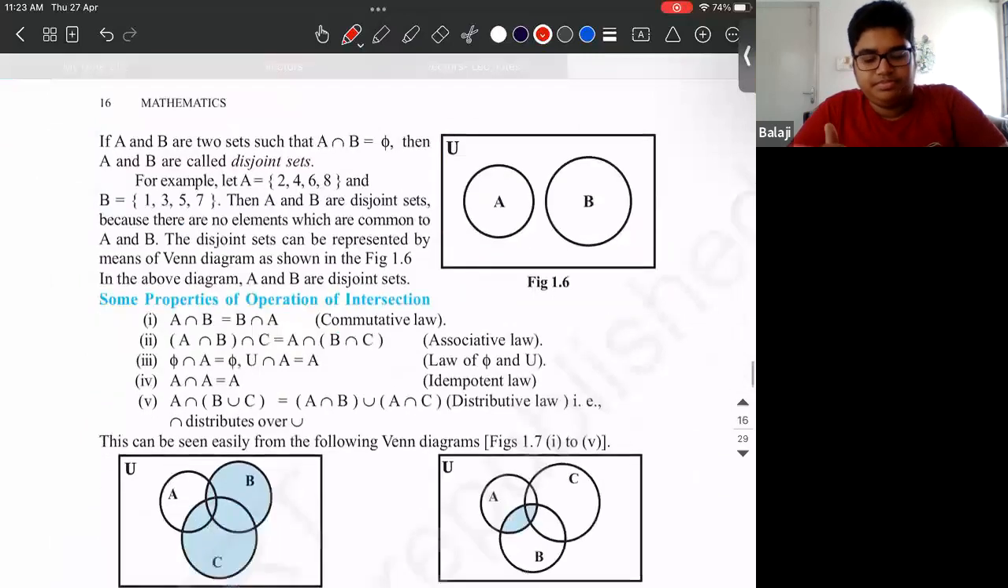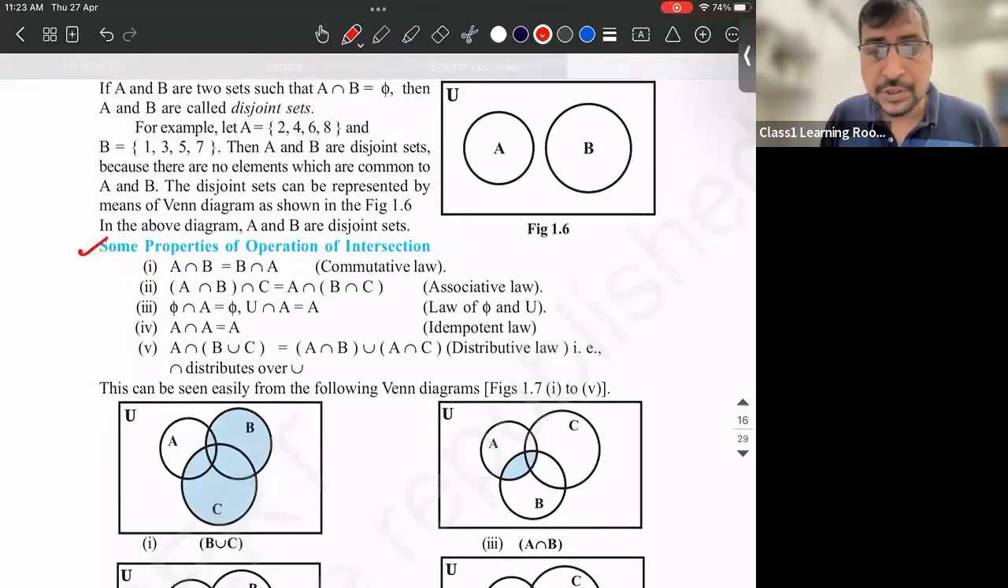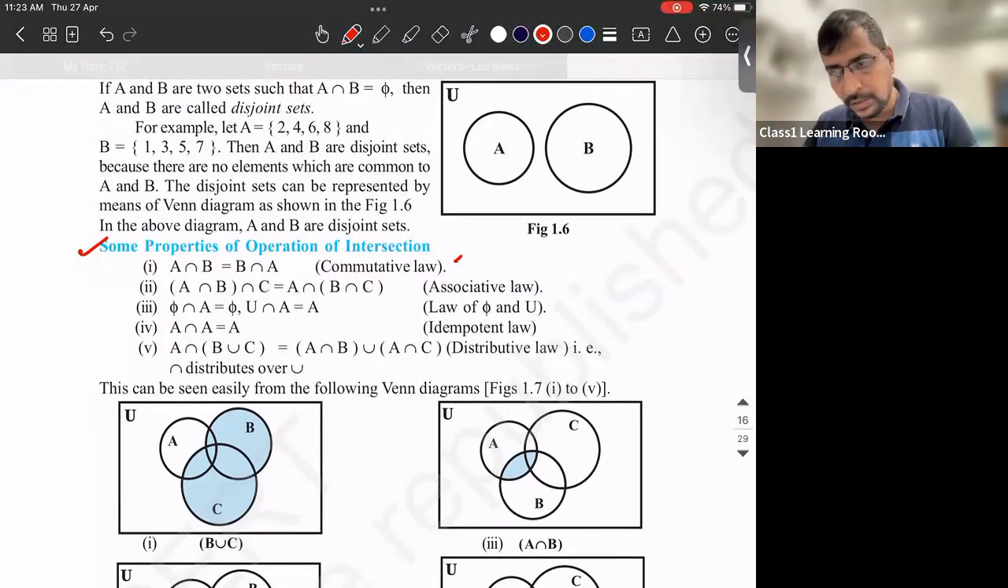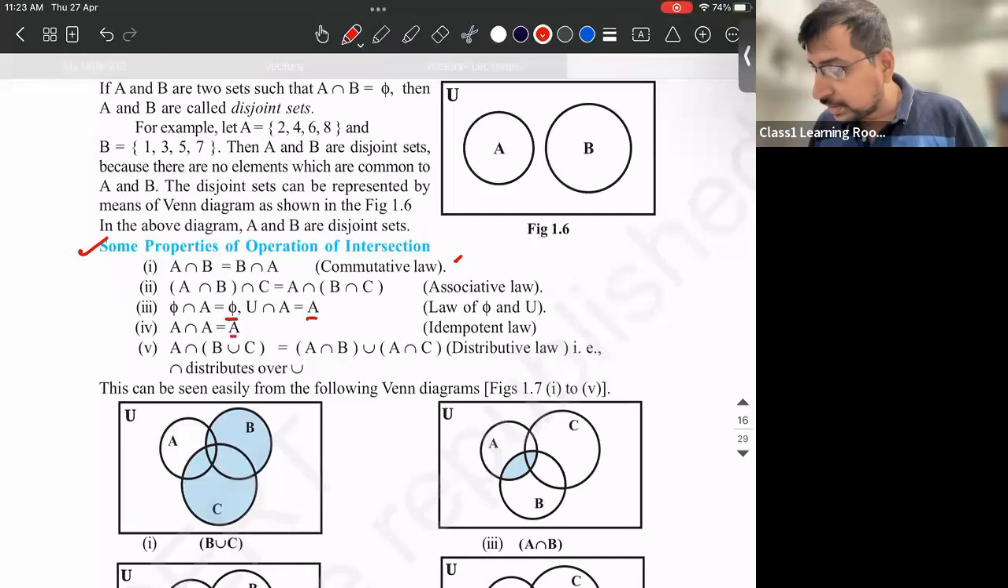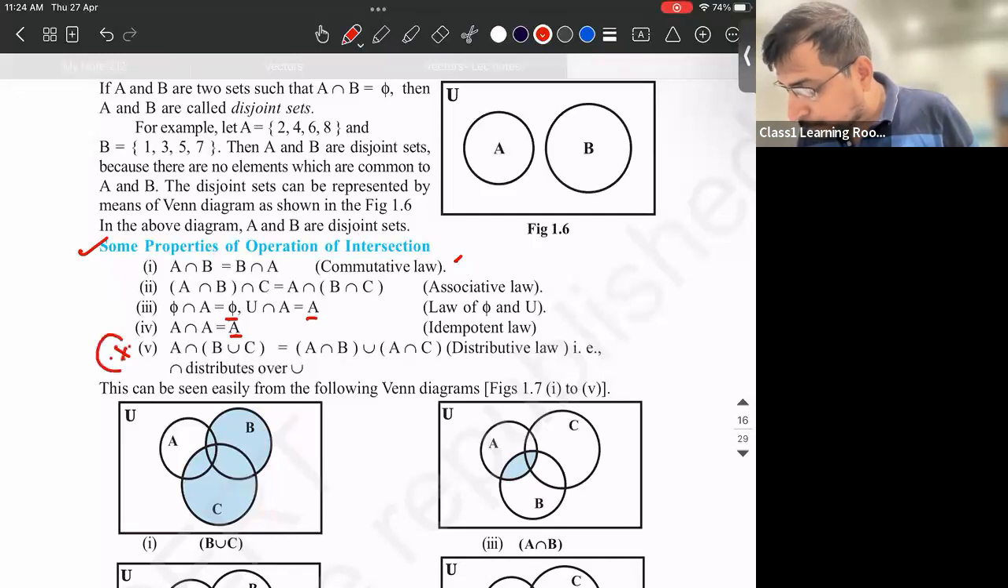Yes, sir. So we will see some properties related to the operation of intersection. One, A intersection B is the same as B intersection A, which is again the commutative law. Is it going to obey the associative law, that is, is A intersection B intersection C the same as A intersection B intersection C? Yes. Third, if you do the intersection of a null set and A, what will you get? You will get the null set. If you do the intersection of the universal set and A, what do you get? You get A. You always get the smaller set. If you do the intersection of A with itself, you'll get the set itself. Similarly, this one is a very important point.